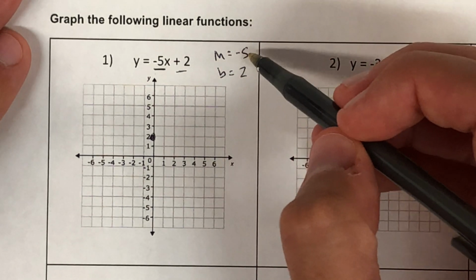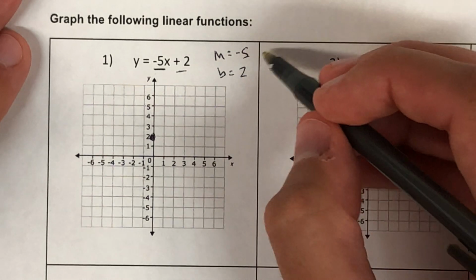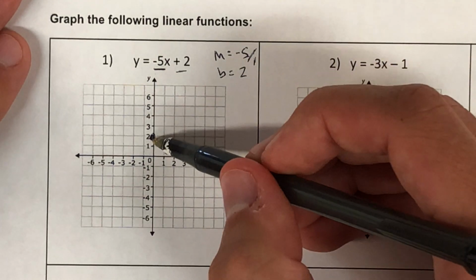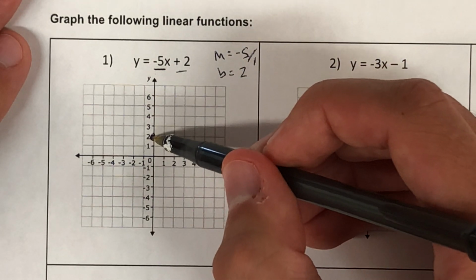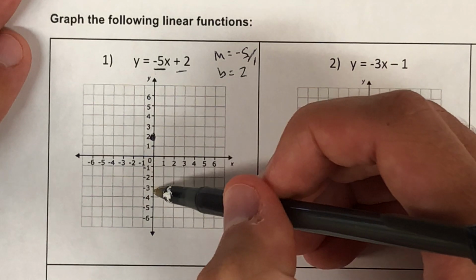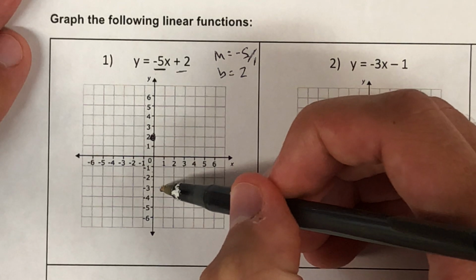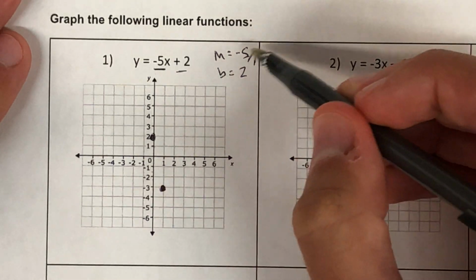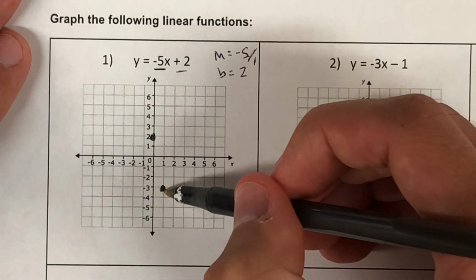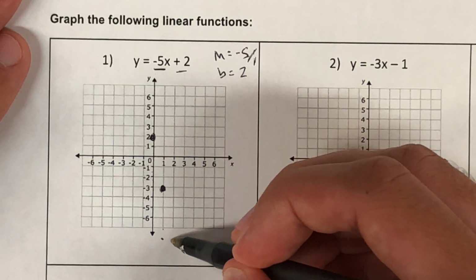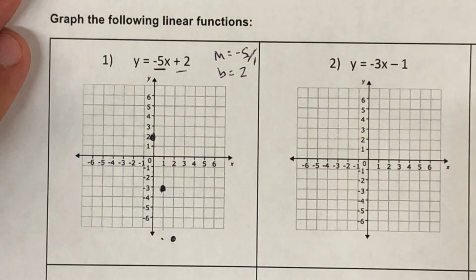So since our slope is negative 5, and you could think about it as negative 5 over 1, that means we go, instead of going up 5, we go down. So we go down 1, 2, 3, 4, 5 to negative 3. And over to the right one. So notice, always going to the right. So down 5 over 1. And this would be down 1, 2, 3, 4, 5 over 1. So it goes a little off the page.